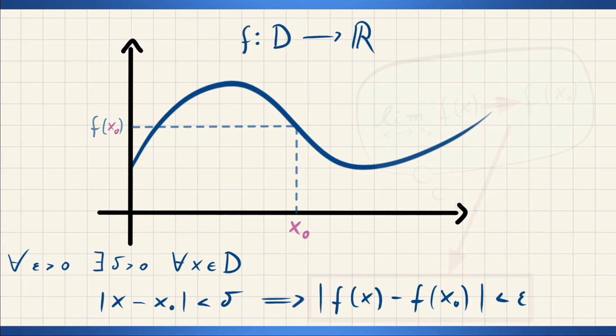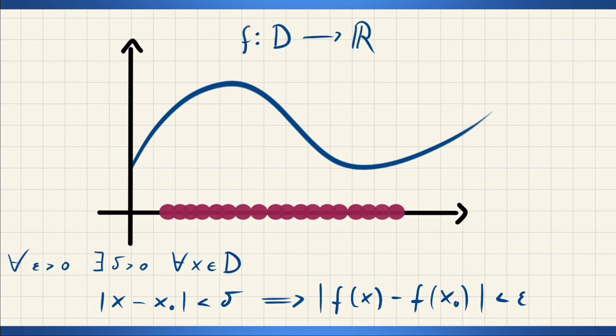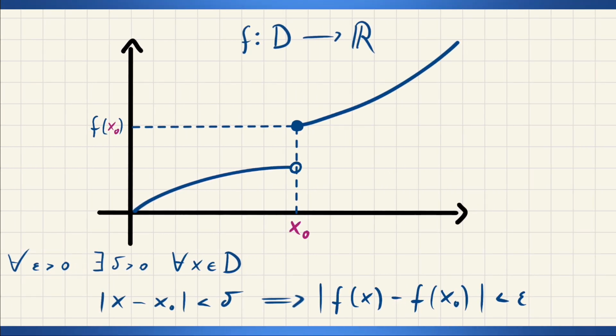When we say generally that a function is continuous, we mean that it is continuous on its entire domain. That is, f is continuous at every point of D. That means for every x0 in the domain. Let's look at this function again. We already said it is not continuous at x0.